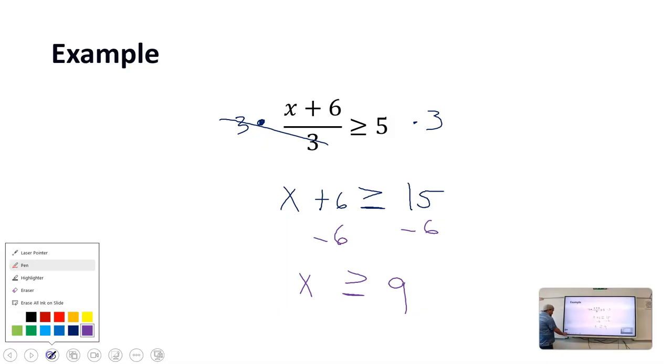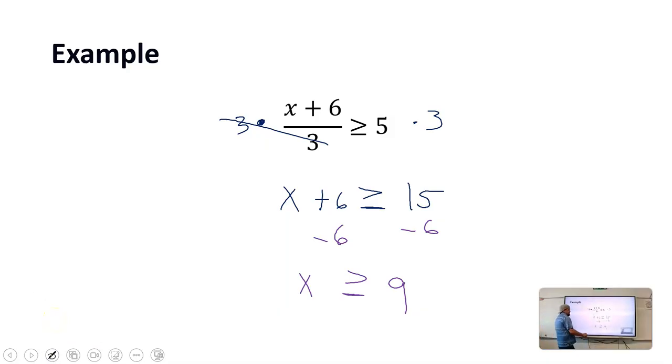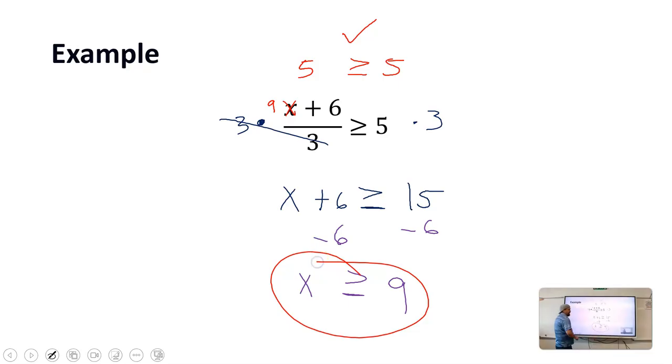Okay, to check my solution. It says x is greater than or equal to 9, so I'm just going to pick a 9. So I'm going to plug a 9 in right there. 9 plus 6 is 15. 15 divided by 3 is 5. Is 5 greater than or equal to 5? Yes, it is. So I found my solution.